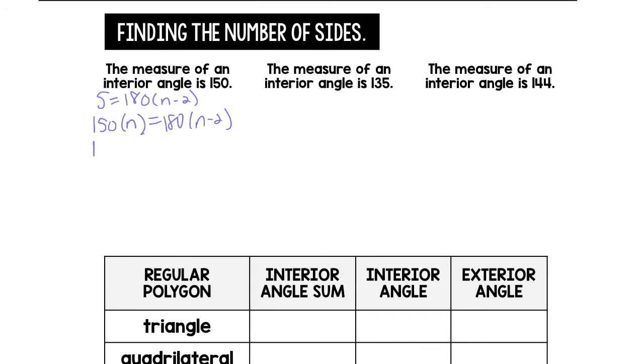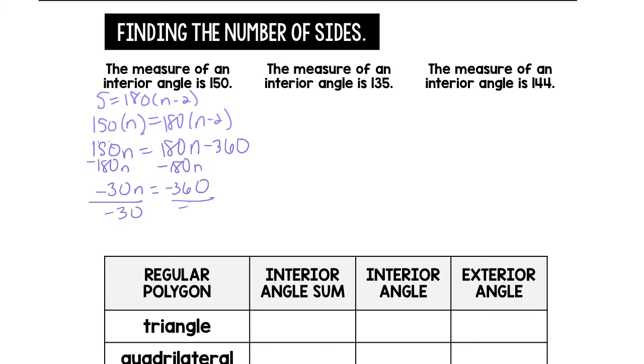So let's distribute here. 150n is 180n minus 360. So let's subtract 180n from each side. Get negative 30n is negative 360. Divide by negative 30. We get n is 12. So this is a dodecagon with 12 sides.